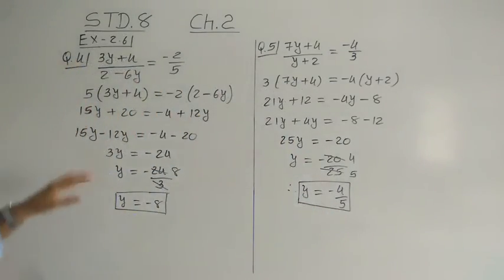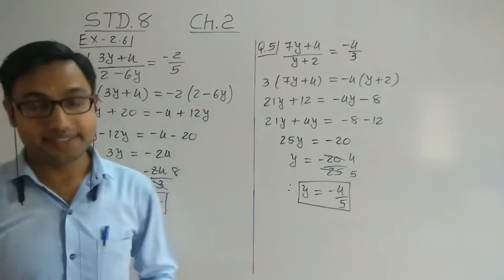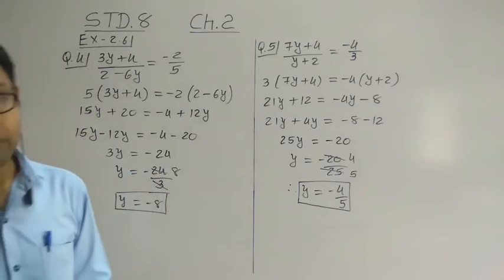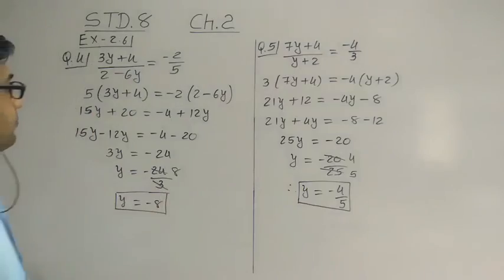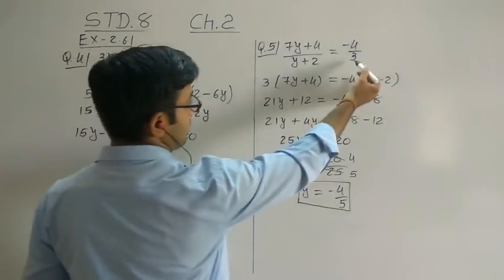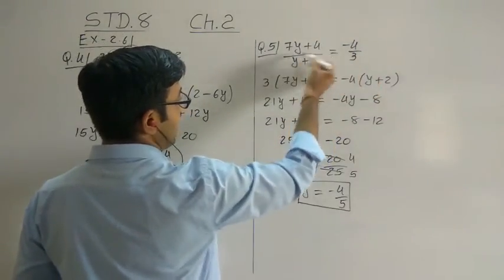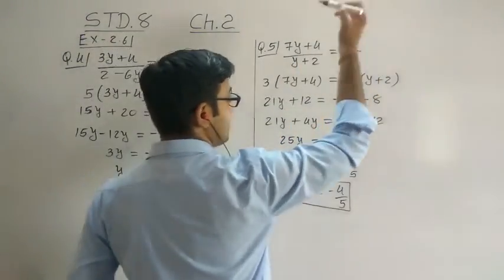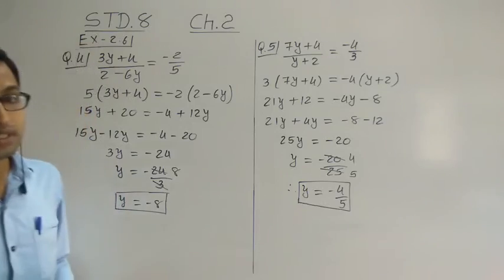So this is exercise number 2.6, questions 1 to 5, which we have solved here. Keep in mind, whenever this kind of situation is there, we have to do the cross multiplication: 3 will multiply with this and this denominator will multiply with this. So this is all about this lecture.